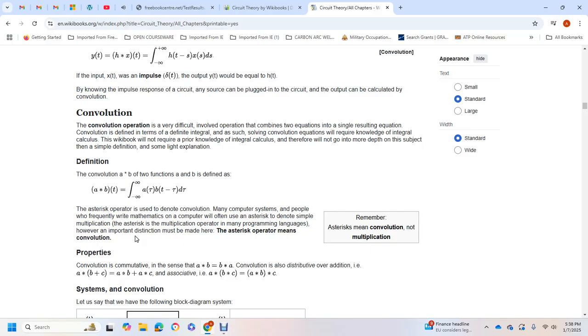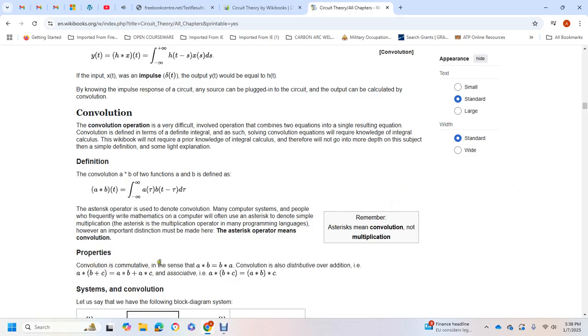Most computer people who frequently write mathematics on the computer often use the asterisk to denote simple multiplication, since the asterisk is the multiplication operator in programming languages. However, an important distinction must be made here. The asterisk operator means convolution. Remember, asterisk means convolution, not multiplication.